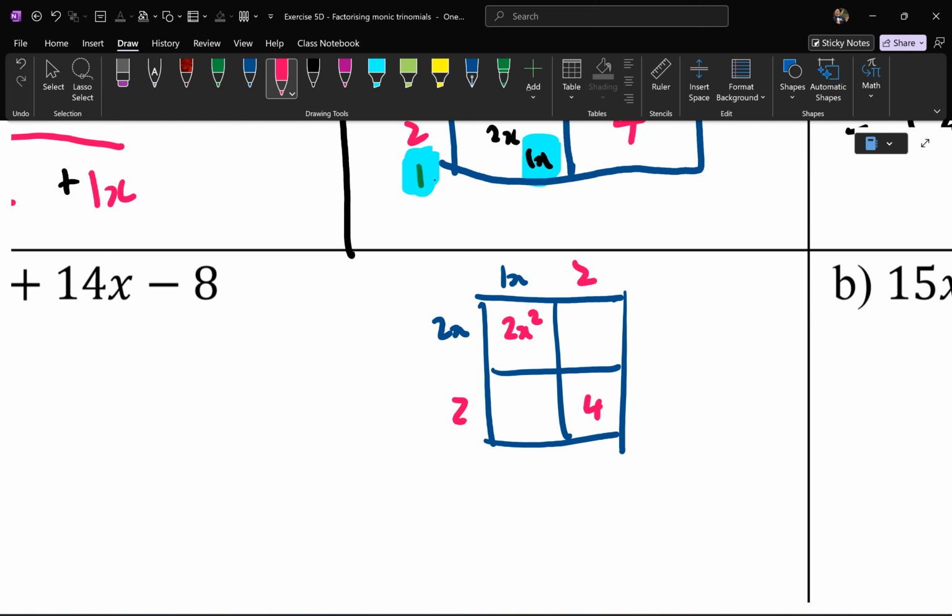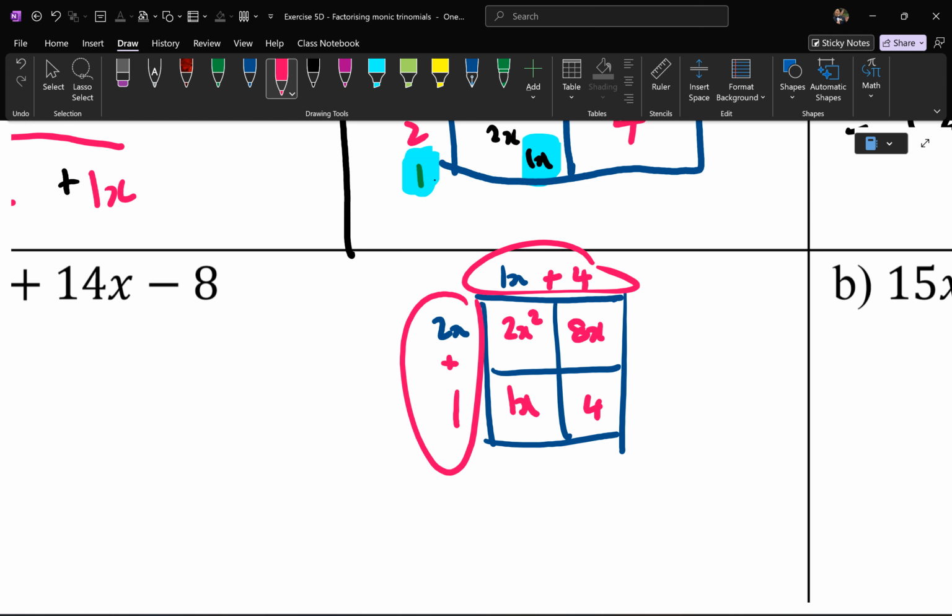So then it could be a 2. And you say, all right, well then 2 times 2x gives you 4x. 2 times 1x gives you 2x. Does that now give you the 9x? And it doesn't again. So you go, okay, well it can't be that. Then maybe this time it's 4 here and a 1 there. At the end of the day, you need a 4 here. So 4 times 1 gives you that. So here, 4 times 2x gives you 8x. That's 1x. Now that works. So to get that positive 8, that had to be a plus 4. To get that positive 1, that had to be a plus 1. So your two factors are 2x plus 1 times 1x plus 4.